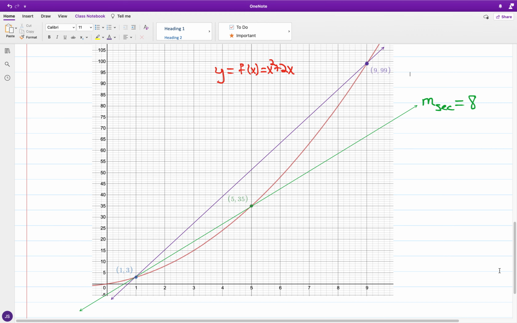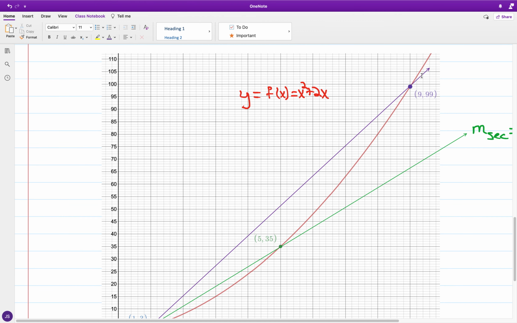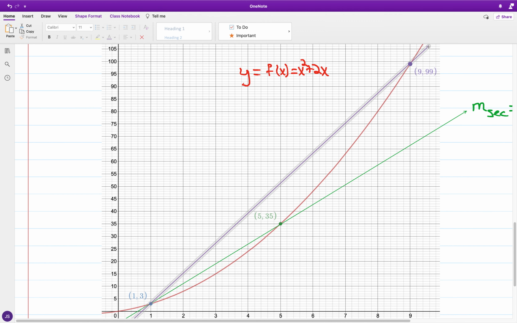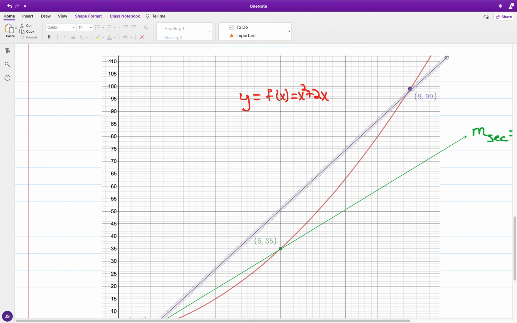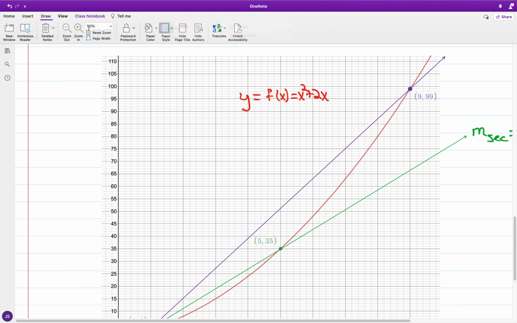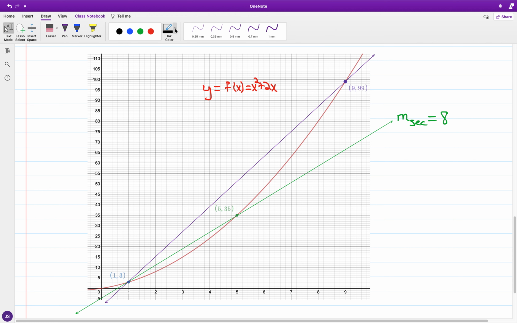So we're going out further in x. And if I can just stretch this out a little bit here, the slope of that secant line, again, is equal to 12.